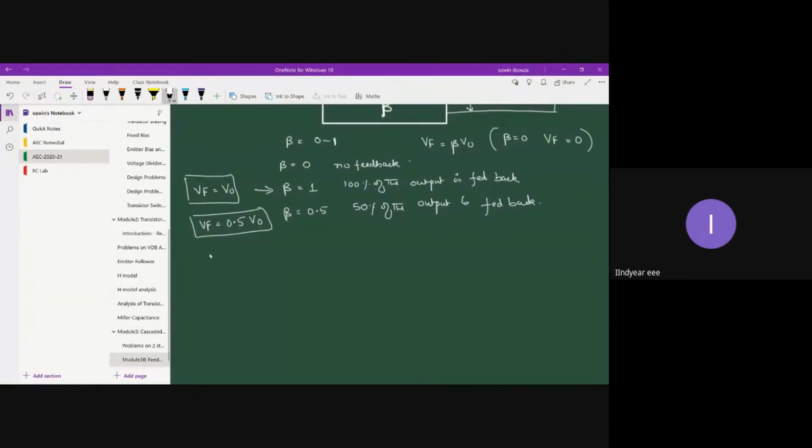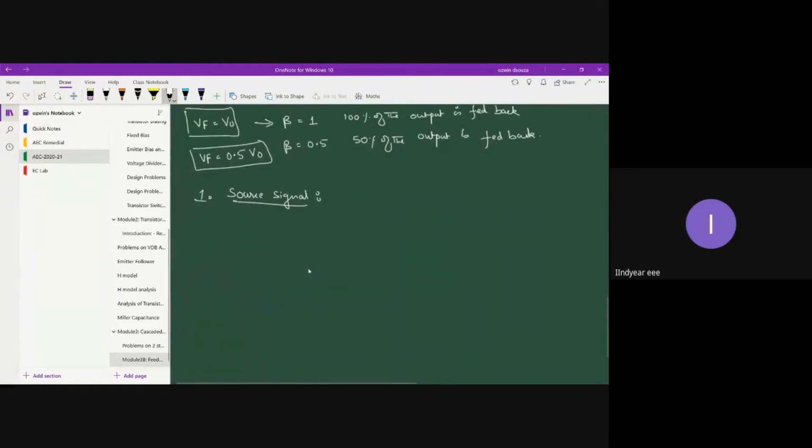So first, let me talk about the first block, which is the leftmost block, the source signal. In your feedback system, there can be two sources. It can be a voltage source, or it can be a current source. The voltage source, if given, you would represent something like this.